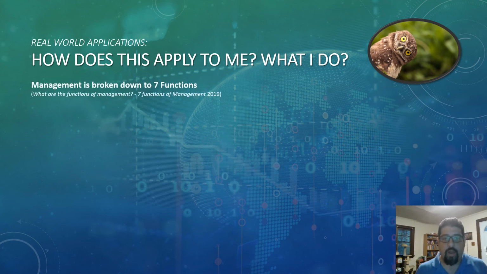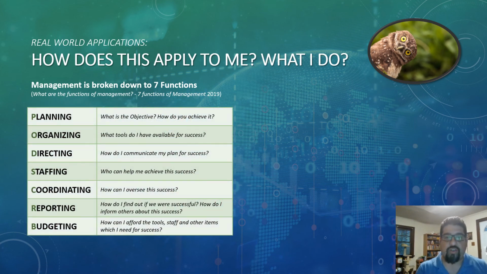So, let's look at management. We've learned during the course of our time that management is broken down into 7 functions. They are planning, organizing, directing, staffing, coordinating, reporting, and budgeting. Planning is what are our objectives? How do we achieve it? Organizing is what tools do I have available for my success? Directing is how can I communicate that plan for success? Staffing is who's going to help me? Coordinating is how can I oversee this? How can I make this happen?